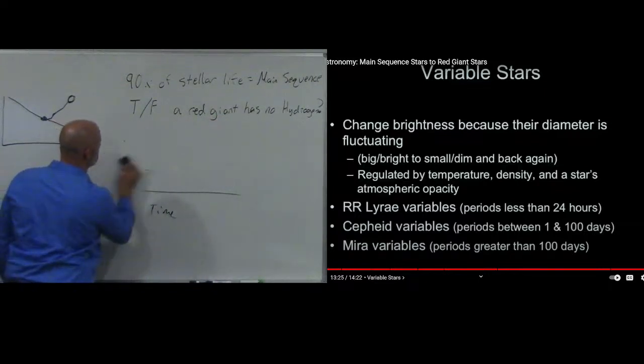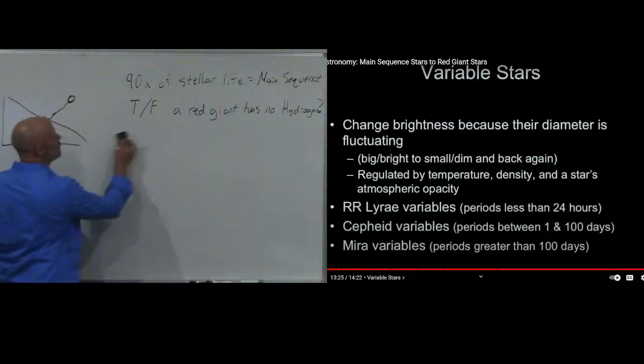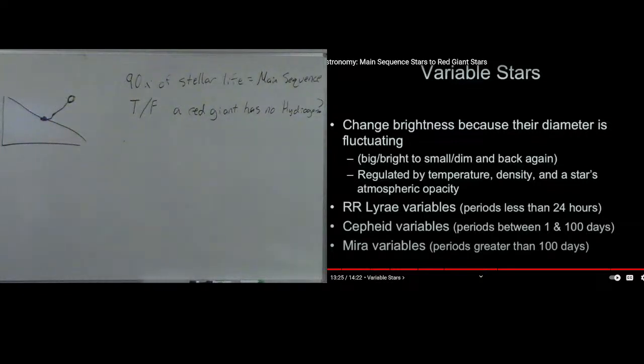Got several other things that we want to think about though. True or false, the red giant has no hydrogen? No, it's fused into helium. False. Where is it all fused into helium? During the main sequence, but where in the star? In the fusion core. Only in the core.